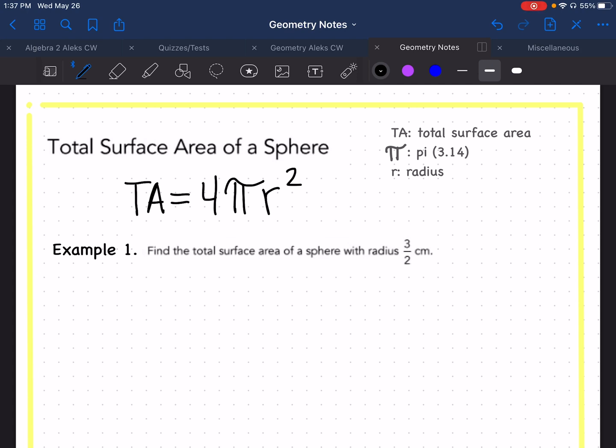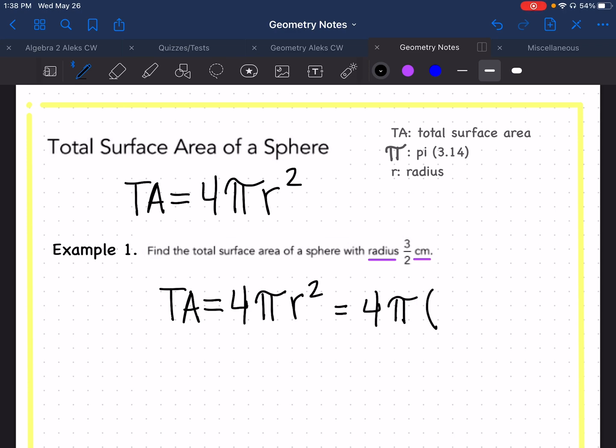Let's go ahead and get started. Find the total surface area of a sphere with radius 3/2 centimeters. All I have to do is plug this straight into the formula. So I'm going to copy down the formula. My radius is right here, and it's going to be the 3/2 centimeters. So I'm just going to go ahead and plug it in, and I'm going to go ahead and square it.